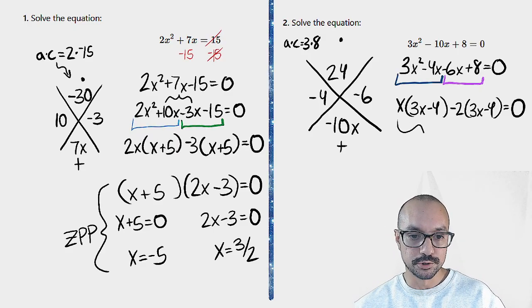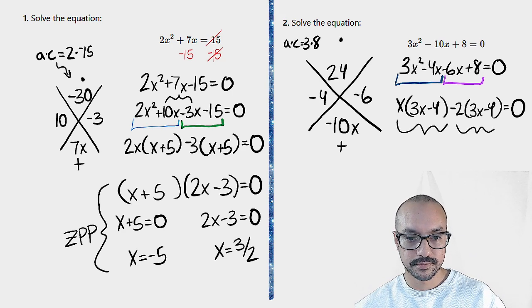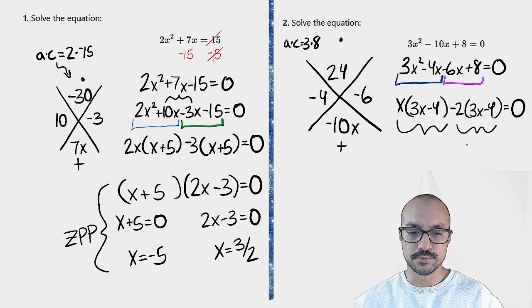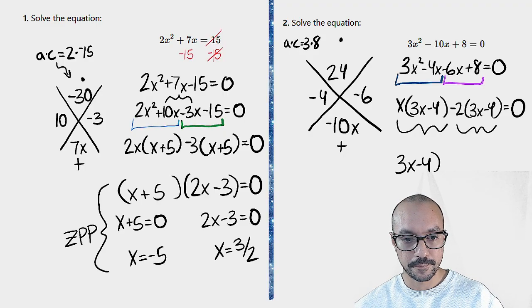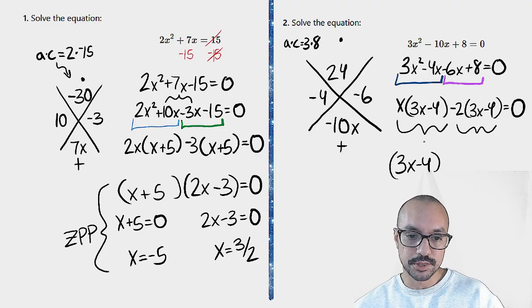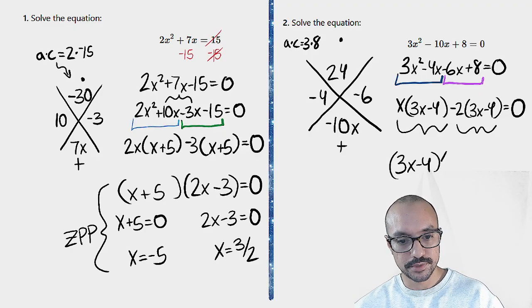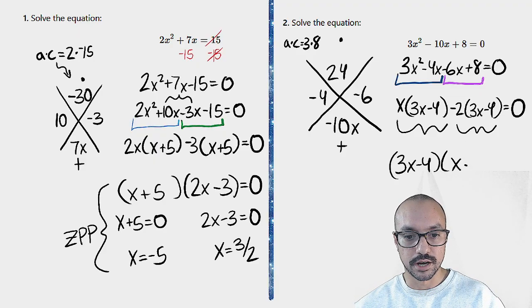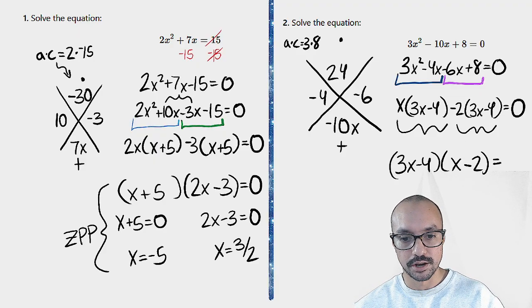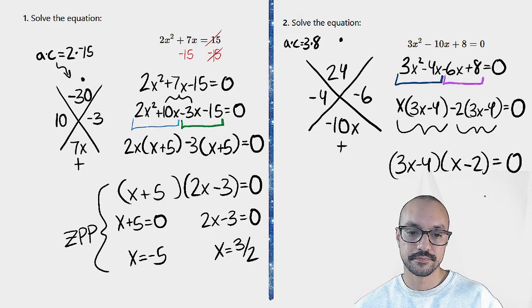From here, I have two big terms. And I ask myself, what do those terms have in common? They have the parentheses in common. So we'll go ahead and pull out the parentheses. Now, when I take the parentheses out of the first term, that just leaves behind an x. And when I take it out of the second term, that leaves behind a minus 2. And all of that is still equal to 0.